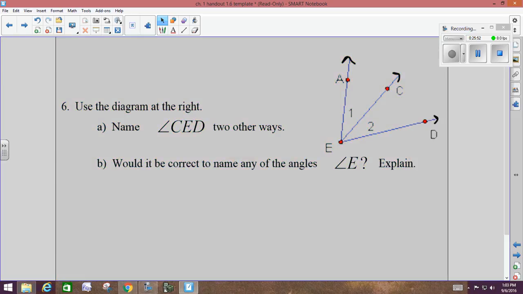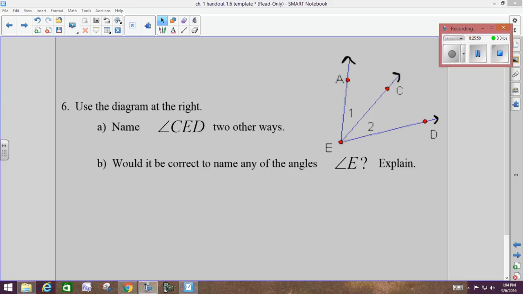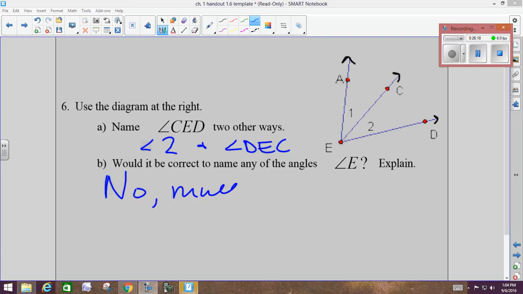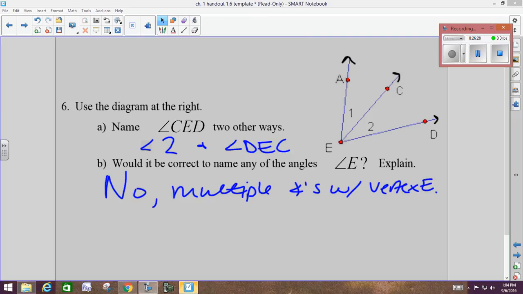Number 6, using the diagram at the right, you're supposed to, part A, name angle CED 2 other ways, and then answer part B. What did you get for 2 other names for angle CED? And? Excellent. Would it be correct of us to name any of our angles angle E? Why not? Good. I'm just going to say no, multiple angles with vertex E. Does that work for you? Okay. Multiple angles with vertex E, or however you answered it. Maybe you said there's more than one angle at that vertex, or it's too confusing. There's too many angles there.